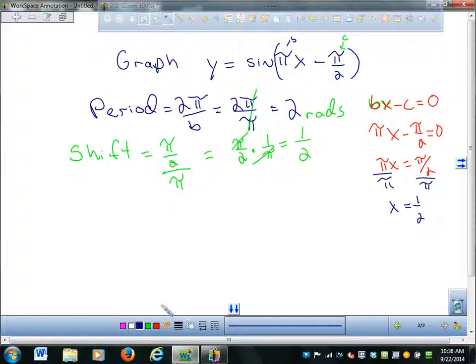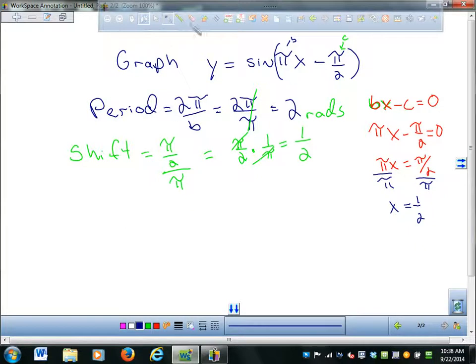I thought c was 1/2? C, in this case, is pi over 2. No, c is this whole number. It's a constant, okay? C is a constant. It's just that number there. So x is 1/2, which I also got as the shift, 1/2, right? And so that tells you the start point is at positive 1/2.